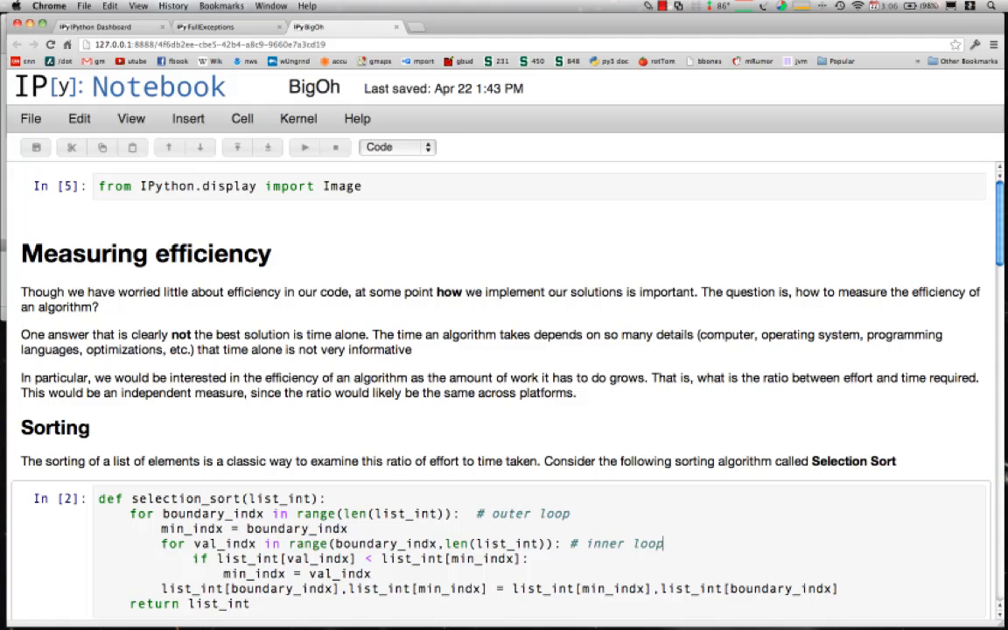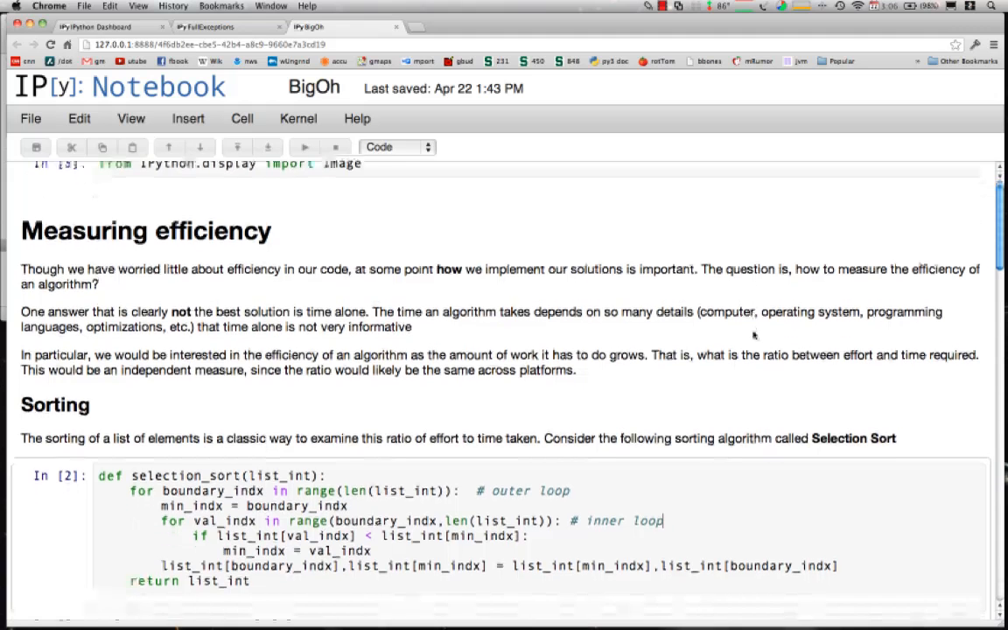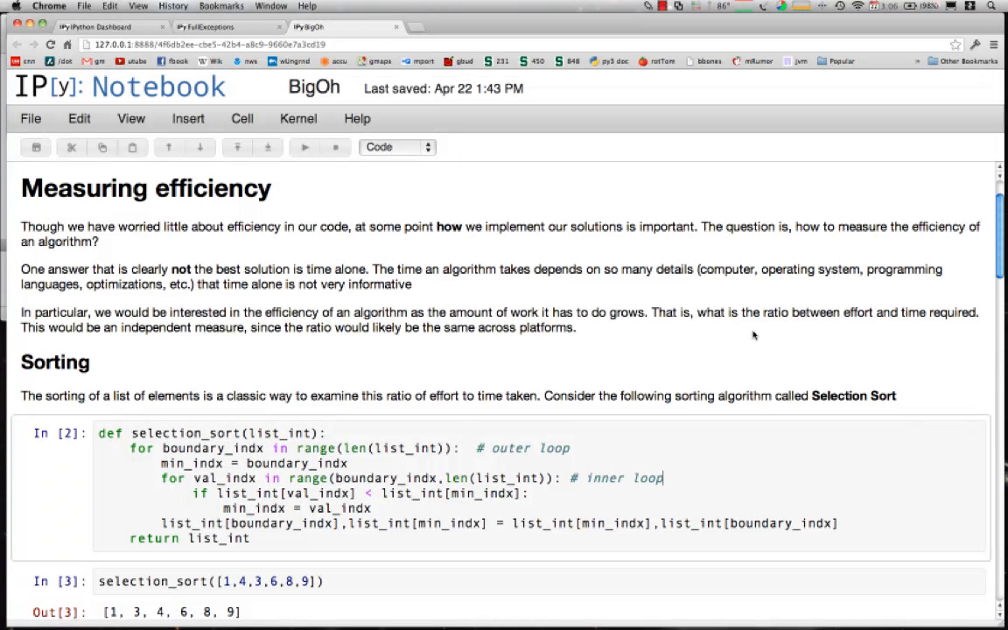So the first thing we'd like to think about when we're talking about efficiency is, shouldn't we just measure how long the algorithm takes? But that is almost clearly not the best solution. Too many things depend on the amount of time a particular algorithm might take: the computer it's running on, its operating system, the programming language we're using, its optimizations, and so on and so forth. All those would affect the time and make it very difficult for us to compare two algorithms to see which one was better, more efficient.